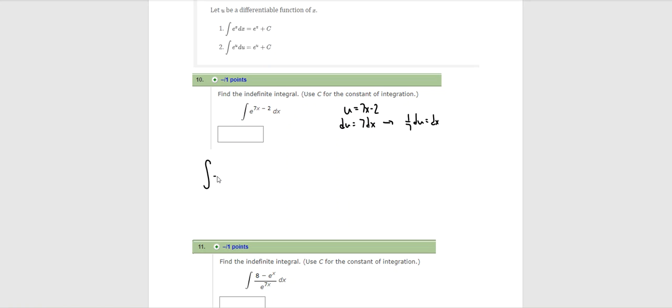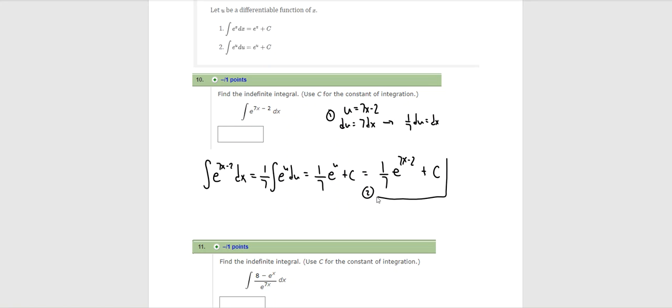So my integral of e to the 7x minus 2 dx, I have a sneeze coming, so I apologize if it happens without me noticing or catching it. It's 1/7 integral of e to the u du, which is 1/7 e to the u plus C, and we reverse our substitution. Remember, we always substitute twice. This is 1/7 e to the 7x minus 2 plus C.